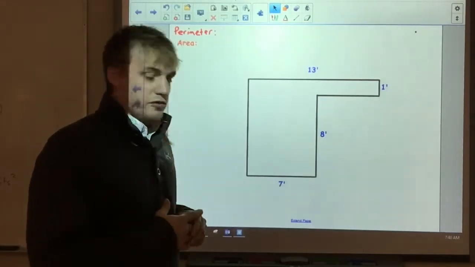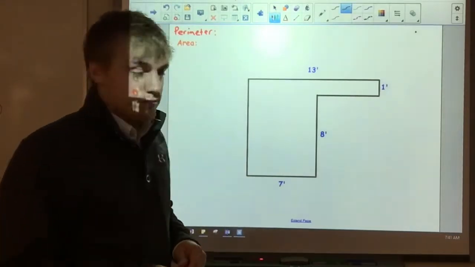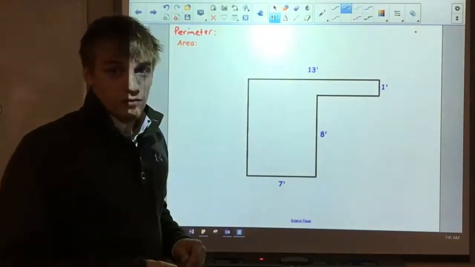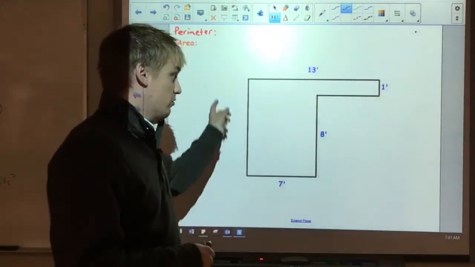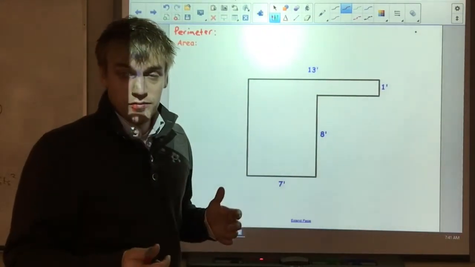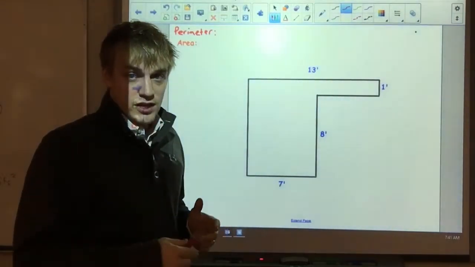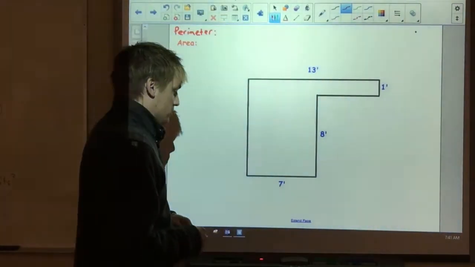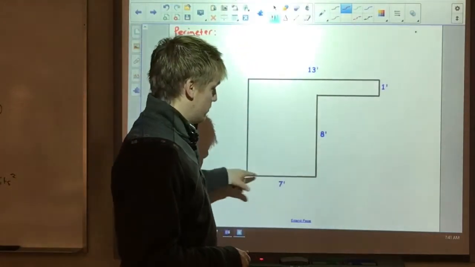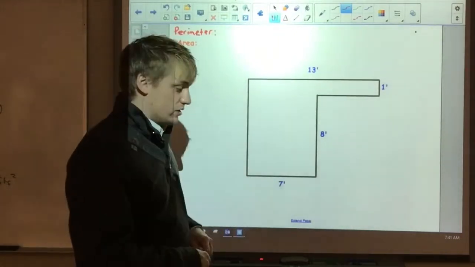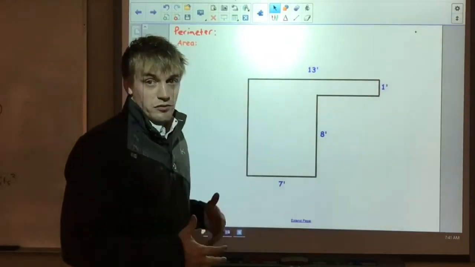So what we're going to do first is, when we do these, we also find the perimeter of them. When we find the perimeter of irregular polygons, I always say you need to make sure that you fill in every side, because the hardest part about finding perimeter is forgetting a side. So you've got to make sure you remember them all. 13 is on the top, 1 is on the side, 8 is here, 7 is here, and this side is missing. So you've got to fill in the missing sides. Well, in order to do that, you have to be able to use the information that's given to you.